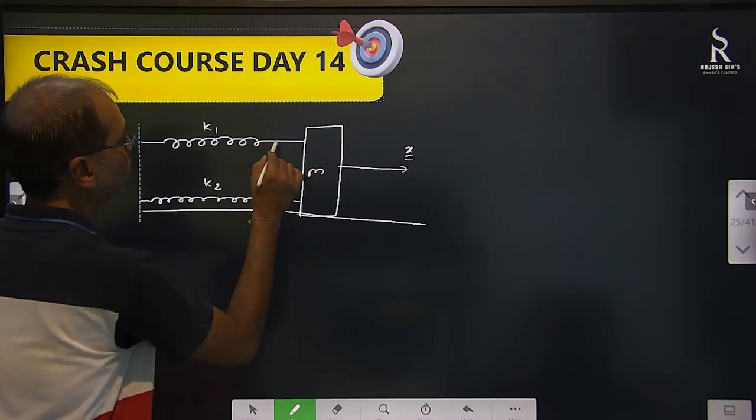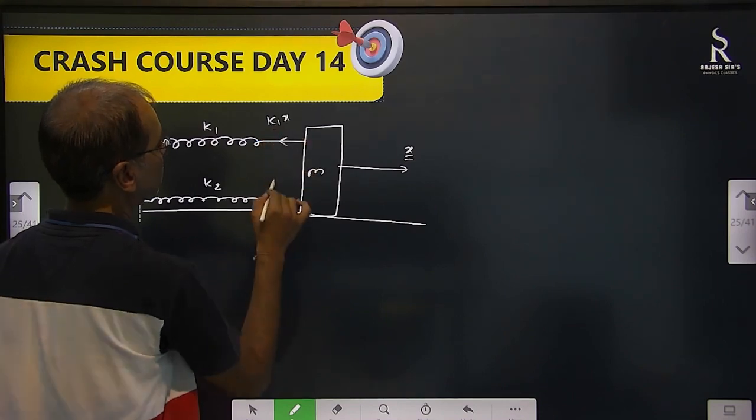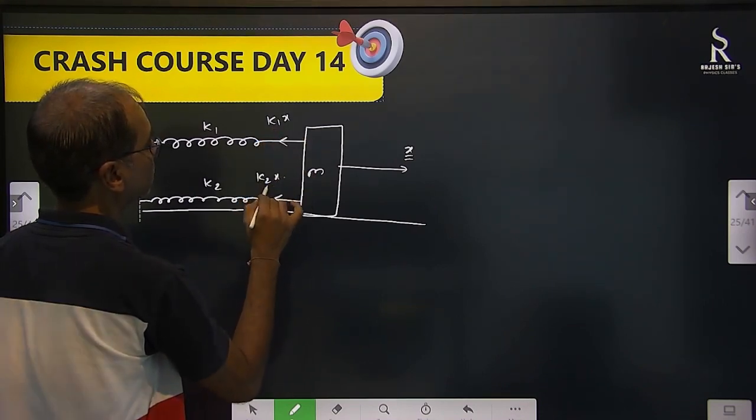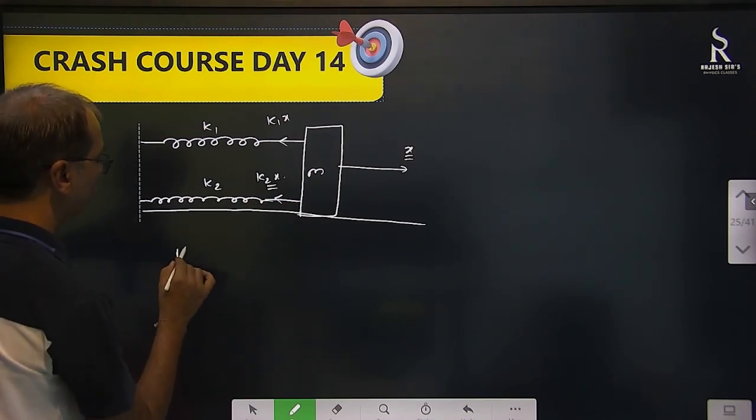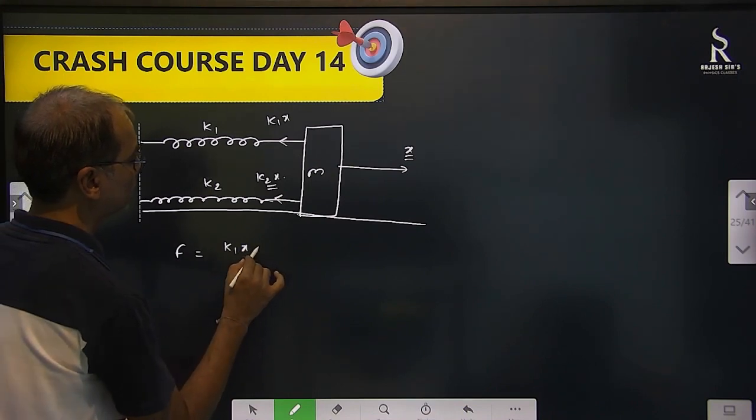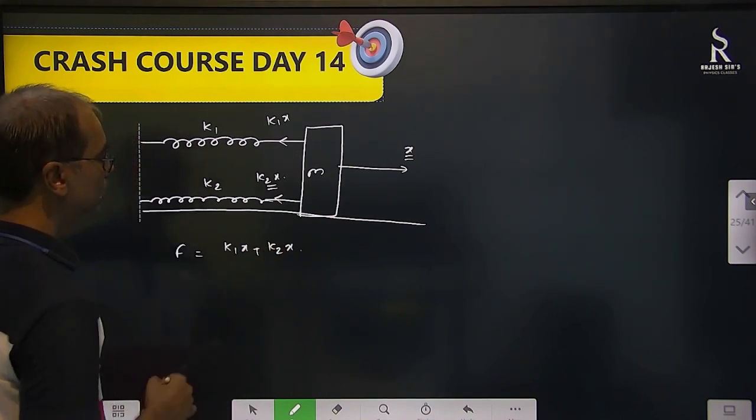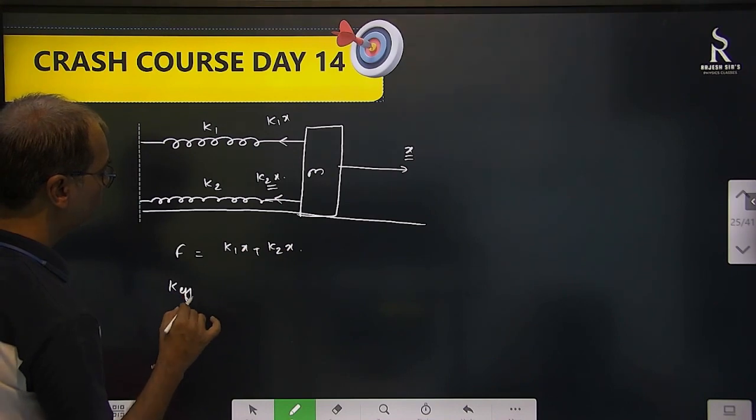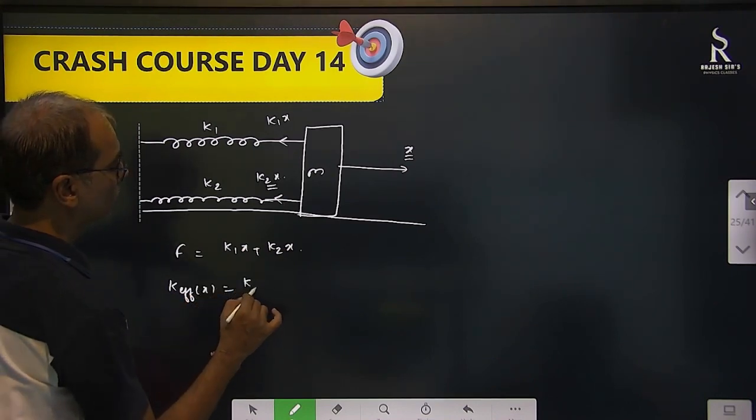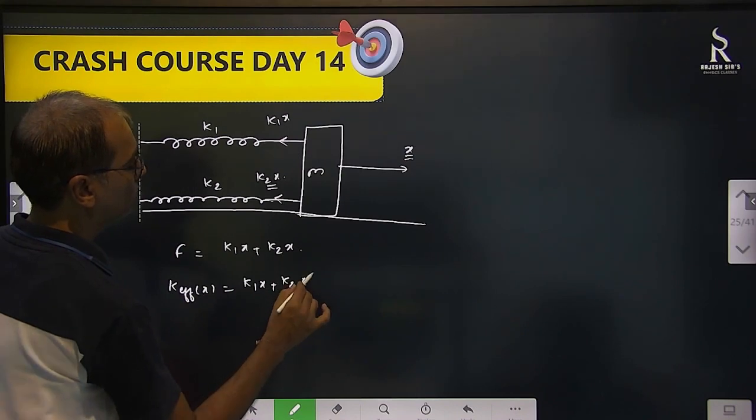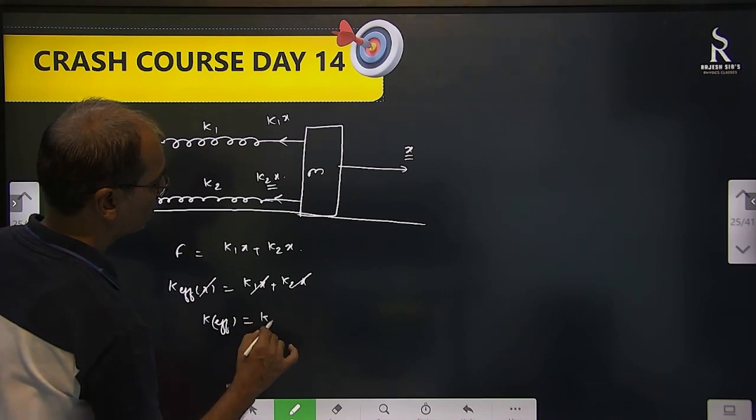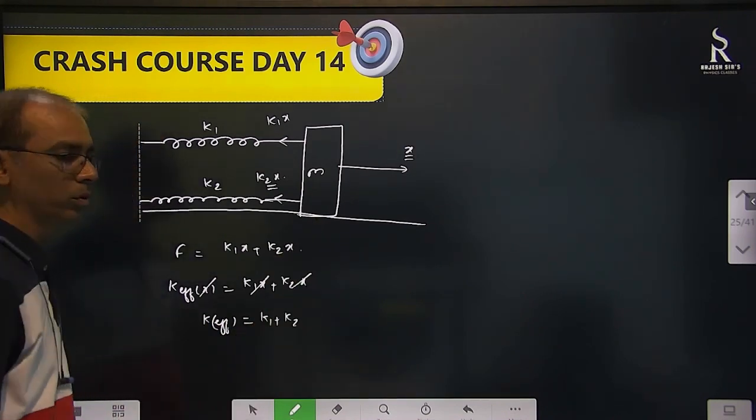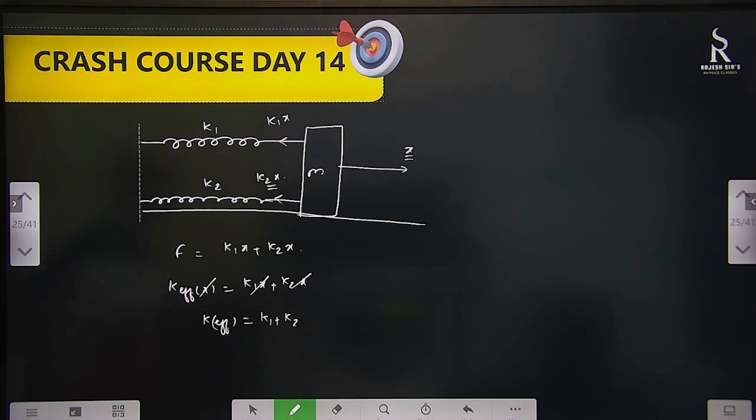So what will happen? On this one also one force will be acting, which is k1x. On this one also force will be acting, which is k2x. So net force will be what? F net will be k1x plus k2x. So this I will say k effective into x. x cancels, k effective value is k1 plus k2 in parallel. So again its time period is also 2 pi root over m by k effective. So series and parallel connections are like this. We can solve them very easily.